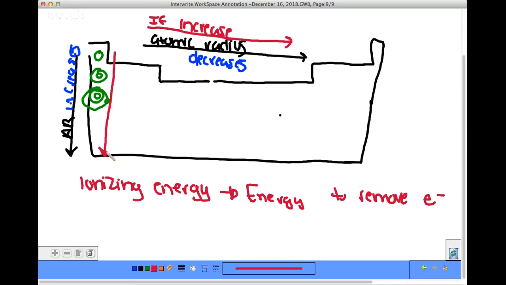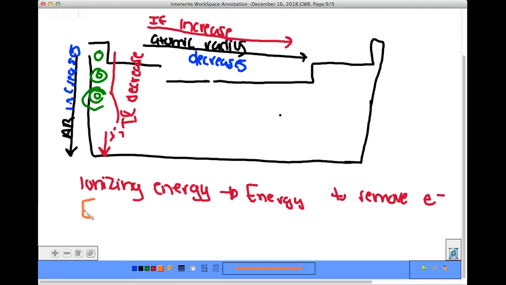Where if we talk about going down, what we see is that it's going to decrease, and it's going to decrease because those electrons are further away from the nucleus, so the attraction is not as strong, so they're going to be easier to remove, which means they don't require as much energy.